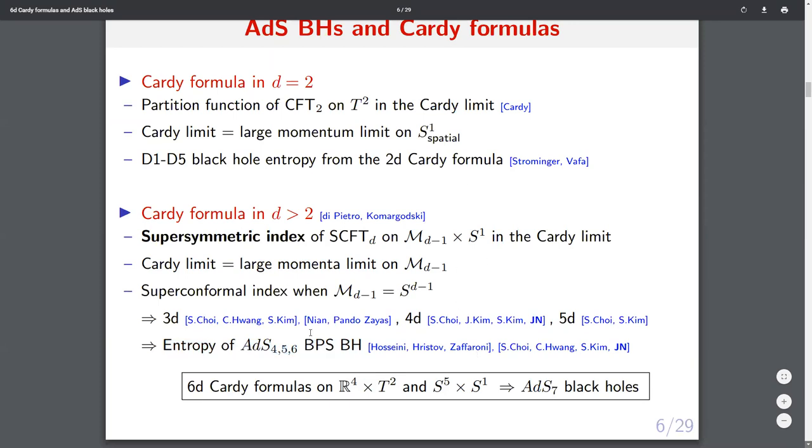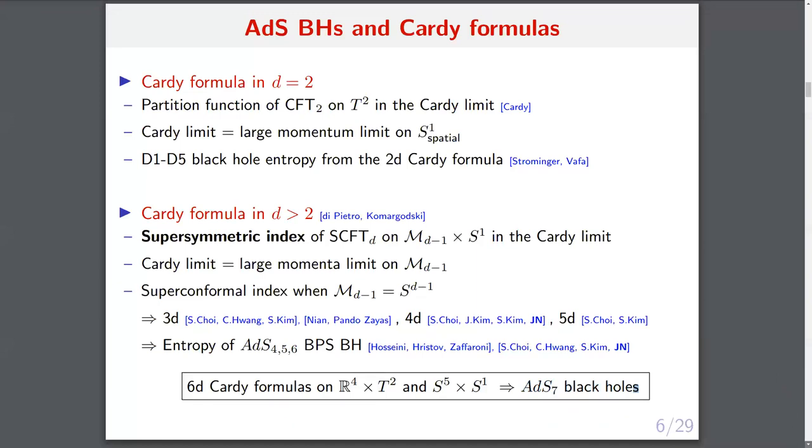So in the same vein, today I want to talk about the 6D Cardy formulas on two different manifolds. The first one is the alpha times T2, and the second one is the S5 times S1. And using the Cardy formula of this S5 times S1, I'm going to show that it precisely reproduces the entropy of the dual AdS7 black holes. So this is the basic introduction. Now I'm going to move on to our main part.